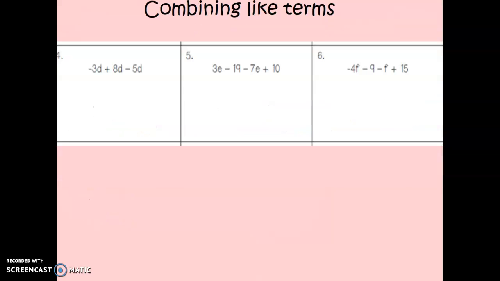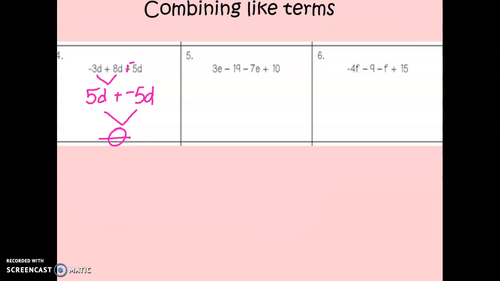Right, moving forward, here's our next set. Okay, all of these are the same, so I can just go ahead and combine. Negative 3d plus 8d minus 5d. You go ahead and change it to adding the opposite. So negative 3d plus 8d gives me 5d, and 5d plus negative 5d gives me 0.